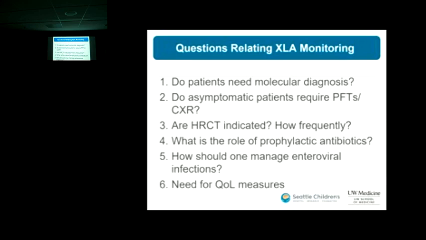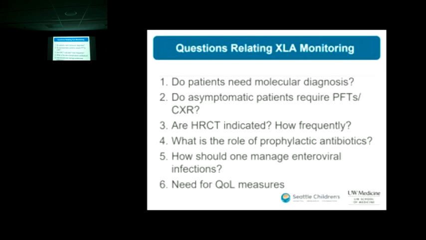Do we need to be doing chest x-rays as a baseline on these patients? And do we follow PFTs on these patients? Some of these patients, when they get into their third, fourth, and fifth decade of life, may have some bronchiectatic changes. And so how do you monitor all of that? Should you be doing high-resolution CT scans? And how frequently should you be doing them, especially if you have evidence of bronchiectasis?